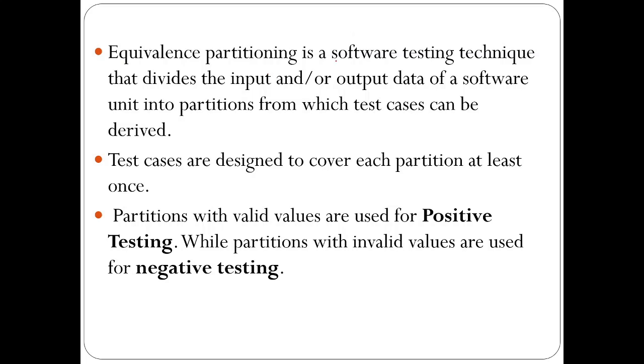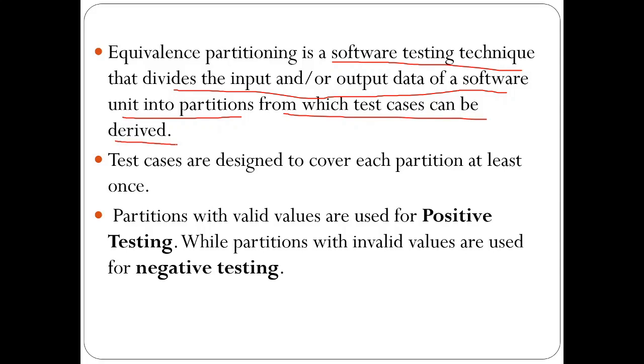Equivalence partitioning is a software testing technique that divides the input or output data of a software unit into partitions from which test cases can be derived. As I told you, the input or the output data is divided into many partitions, and from those partitions you are going to derive the test cases. Test cases are designed to cover each partition at least once. So from each partition you need to select one test case so that each partition can be tested.